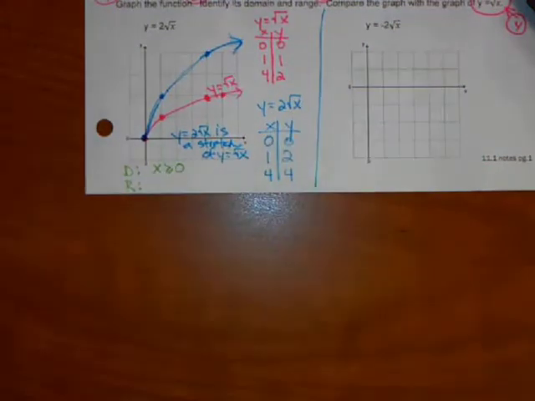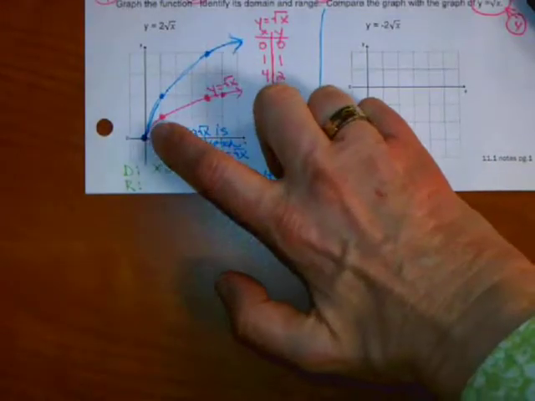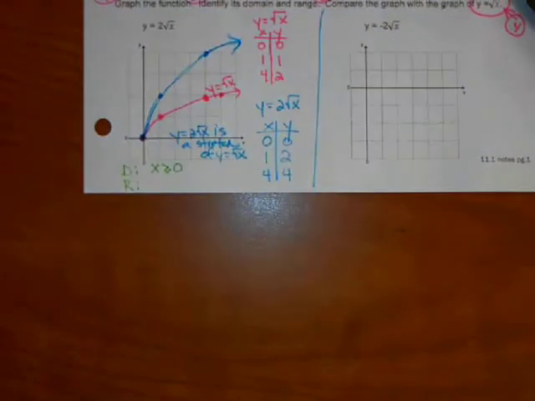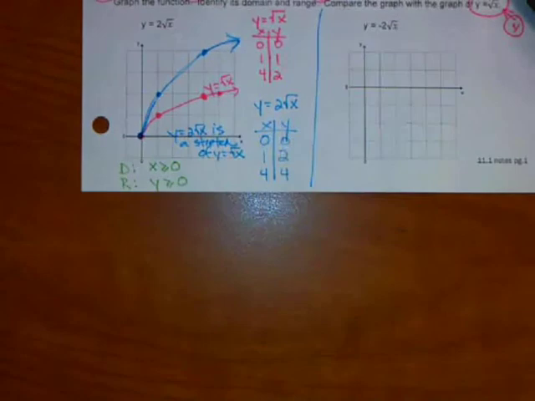The range is the y values. What are the y values of this graph? They're all greater than or equal to 0. There are no negative y values, are there? So we did all 4 things. The next one will be quicker, okay?